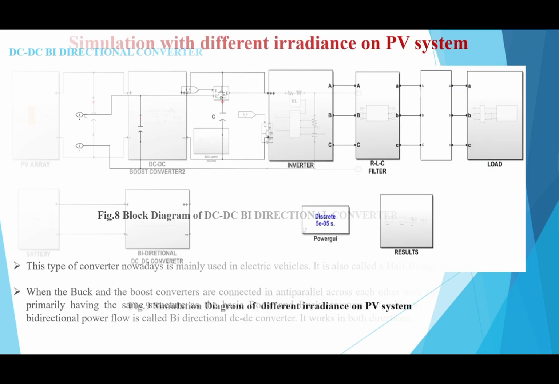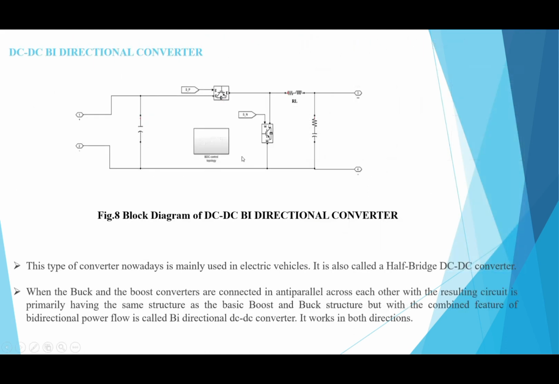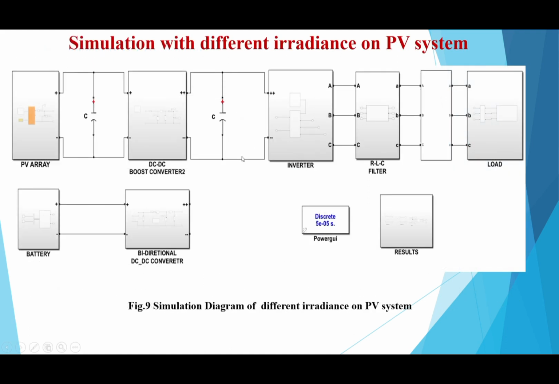Now the results of this project are: this is the simulation diagram of different irradiance on the PV system. Power is tracked from the PV array and given to the DC boost converter, and this is given to the inverter to convert the DC power into AC power, and this power is given to the load.